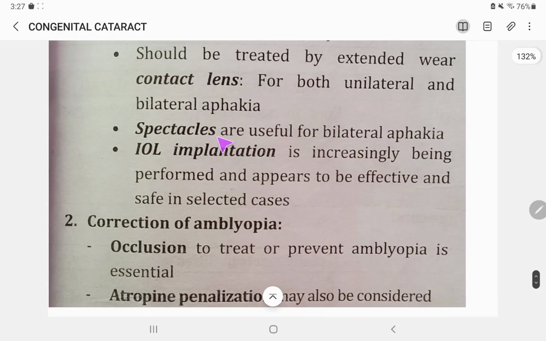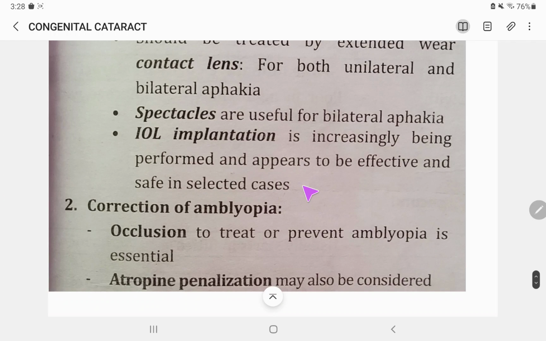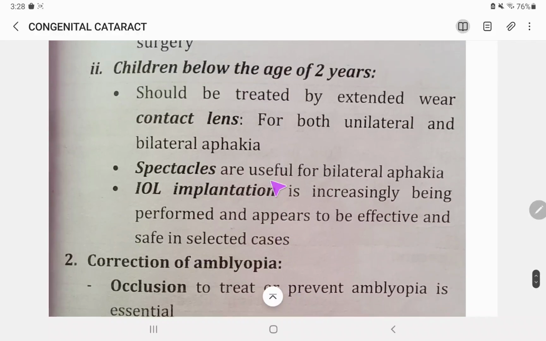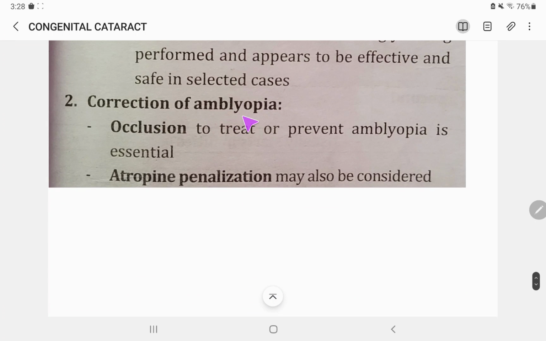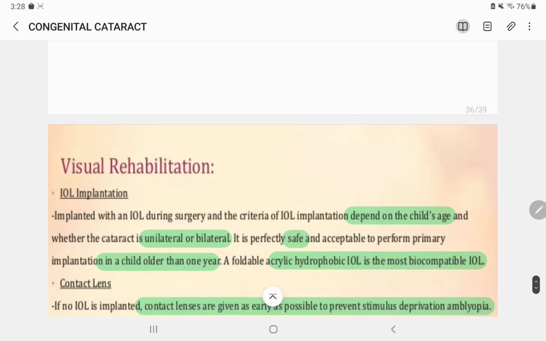So spectacles we usually prefer, and the intraocular lens is increasingly being performed, and appears to be effective and safe in selected cases. So it is also done, but mostly extended wear contact lens is done. And then for the correction of the amblyopia, occlusion and atropine penalization is done, essential. We will read about this in amblyopia.